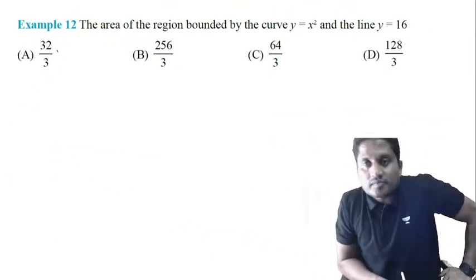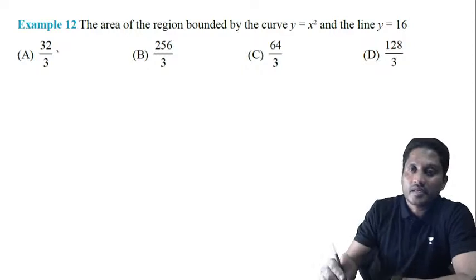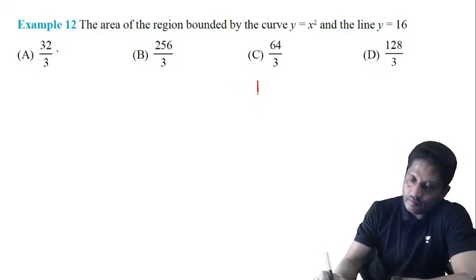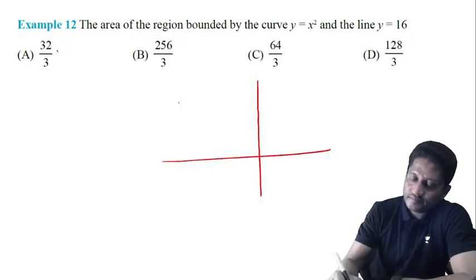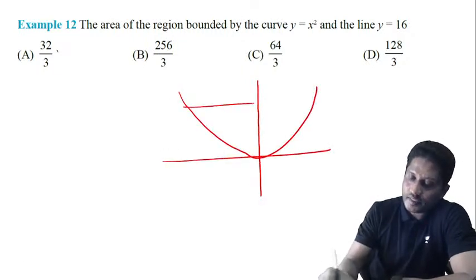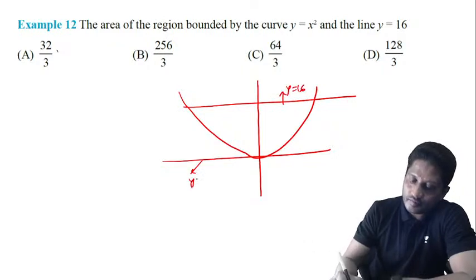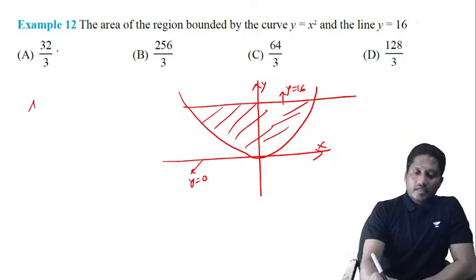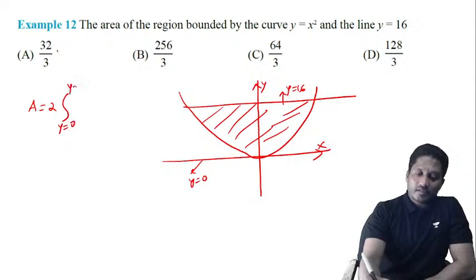Okay, now area enclosed by the curve y is equal to x square and y equal to 16. Y equal to x square is an upward parabola, right? And this is y is equal to 16. This is y is equal to 0, because on the x axis y will be 0. I'm supposed to find out this area. I'll find only the first quadrant, multiply by 2. Area is equal to 2 times integration from y equal to 0 to y equal to 16 of function of y dy.